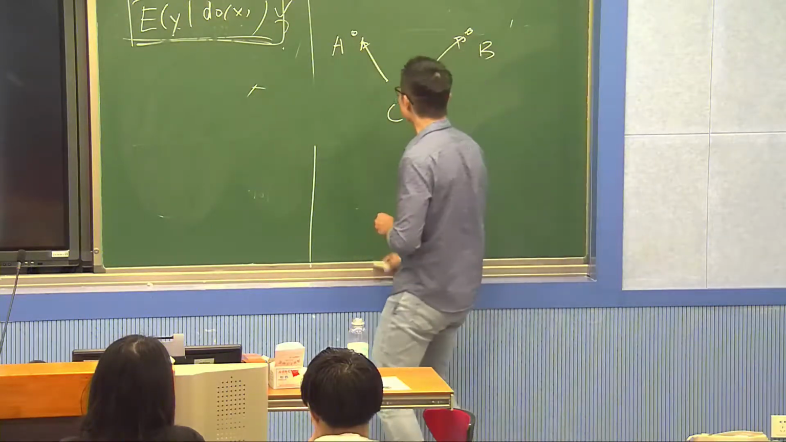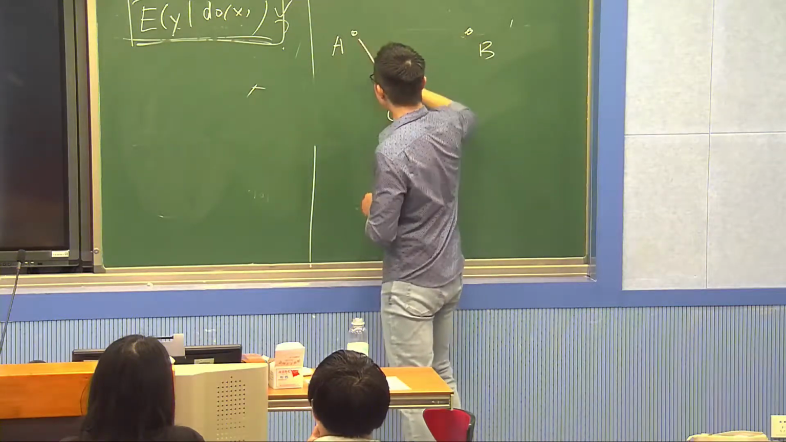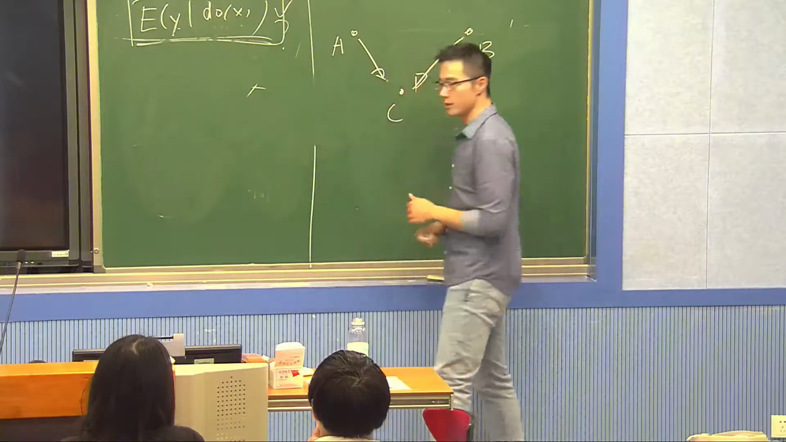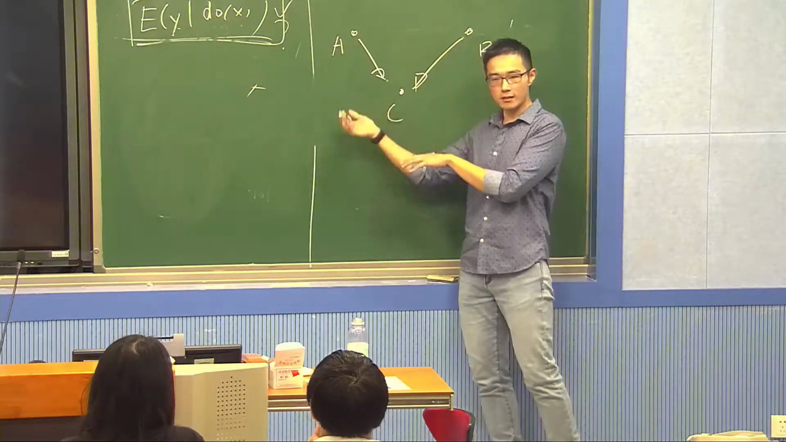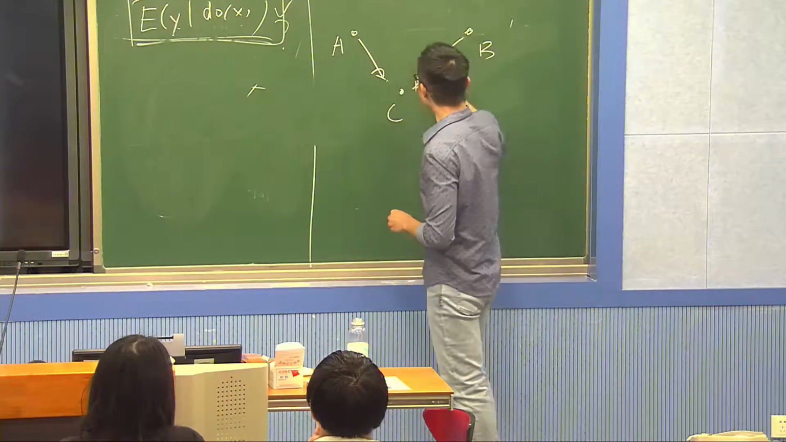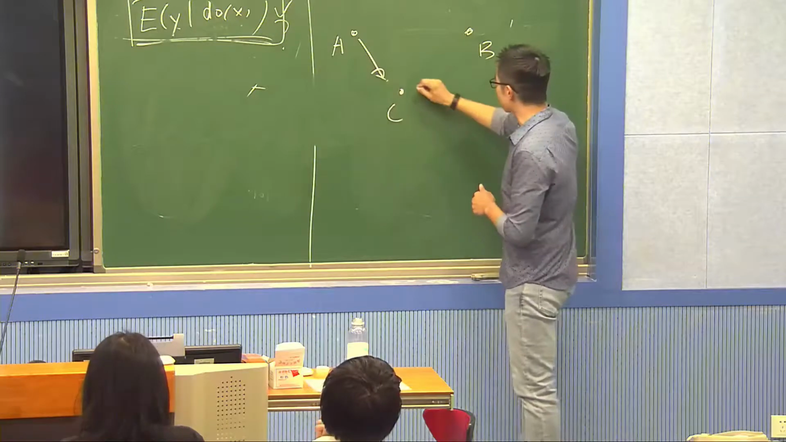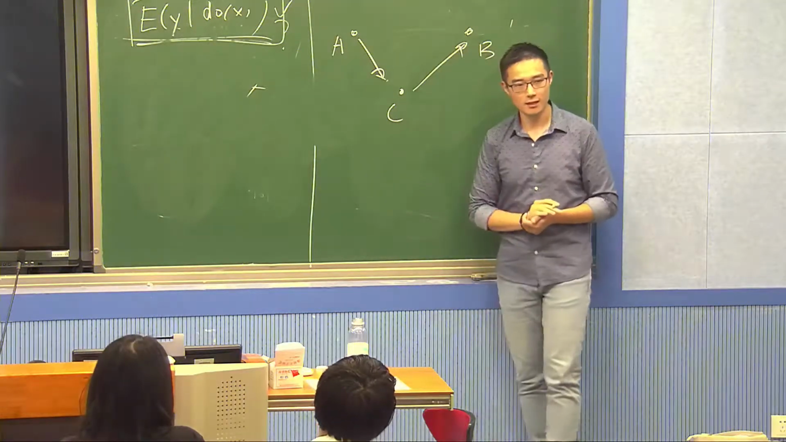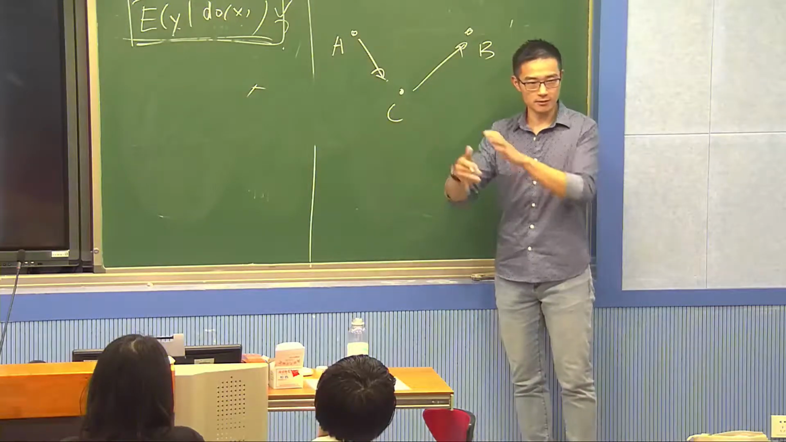Now there's another type of relationship between these three. A could cause C and B also could cause C. In this case, we say C is a common effect. It's the effect of A and the effect of B. Of course, we can also have A cause C and C cause B. In that case, we say C is a mediator. It stands in between.